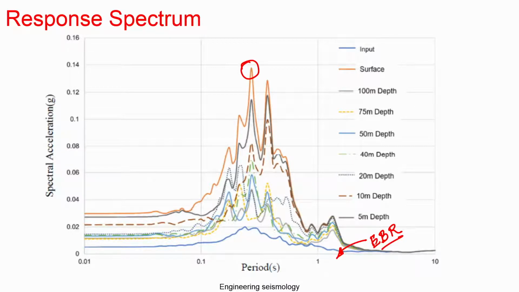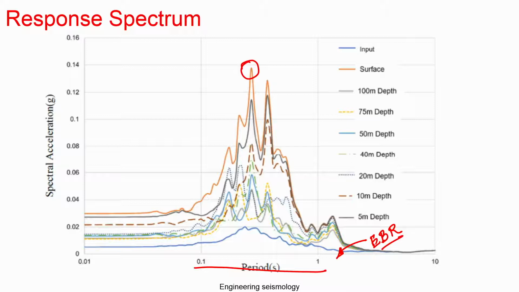So, you can see the surface one and then the 100 meter one, then 75 meter, then 50 meter, in different colors, and the 40, 20, 10 and 5 meter depth. Overall, you can see this attaining a different peak level at a different period. All of them attained the peak only in this range, 0.1 to 1 seconds of the natural period. This is the period, not time. This is a period which represents the natural period of the single degree freedom system.